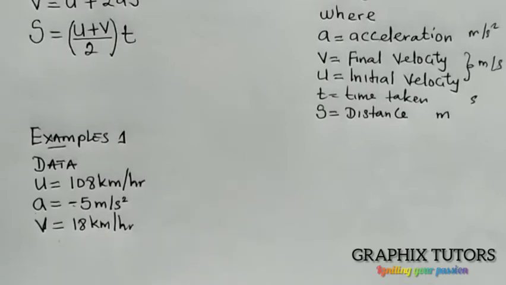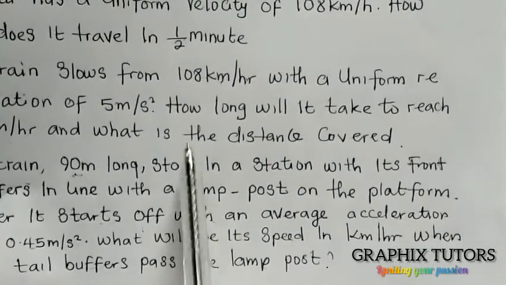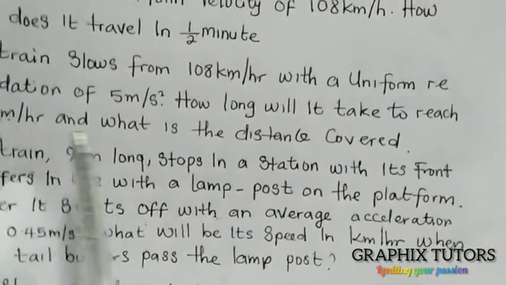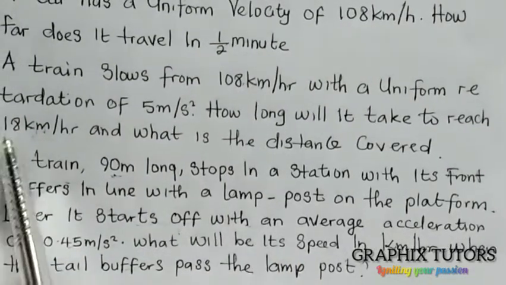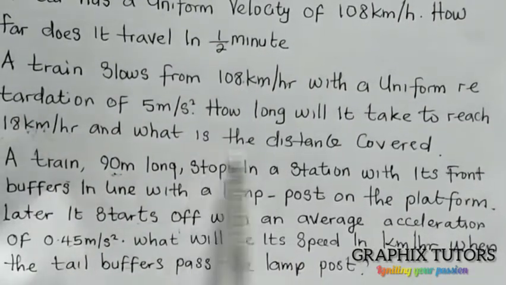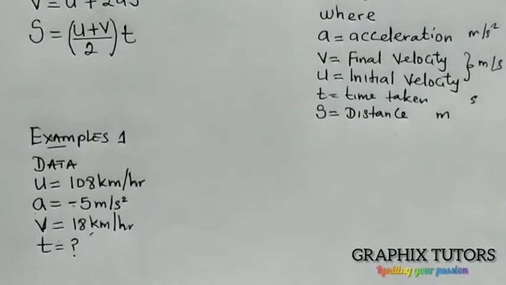So they said how long to reach there, then how long means time, t. We're looking for the time. How long means what is the time being spent to reach the final velocity. It's starting from here, how long will it take to reach this? And what is the distance covered? So we're also looking for t. We're also looking for what? For s.